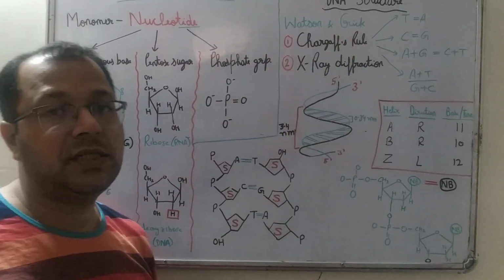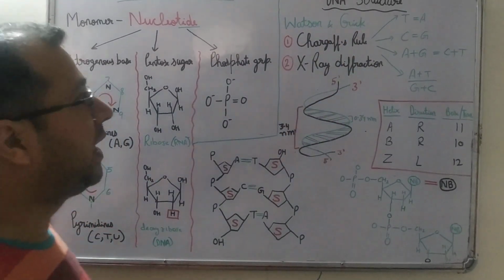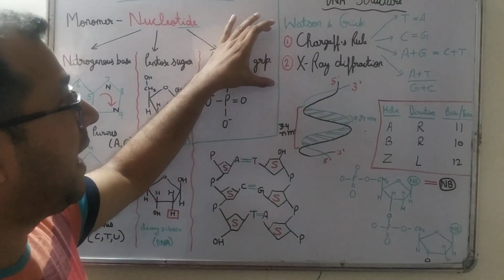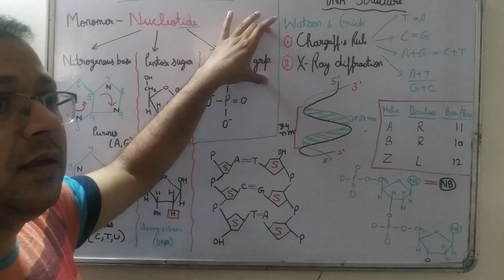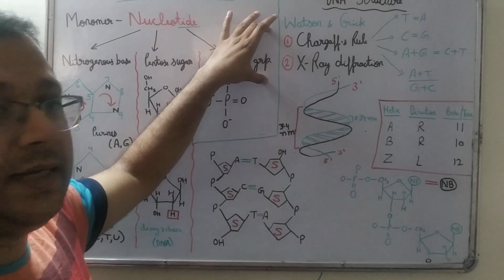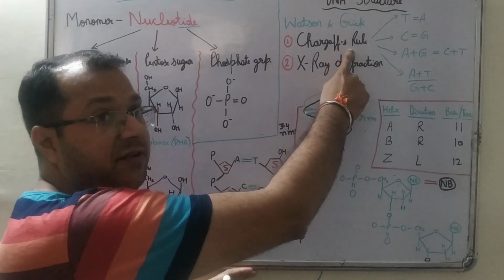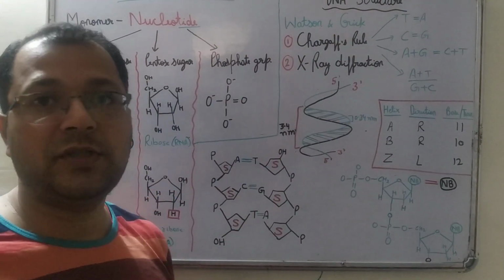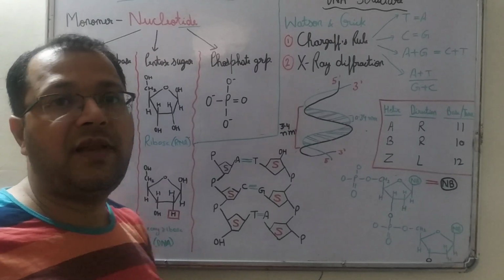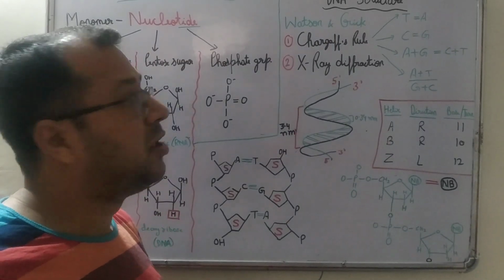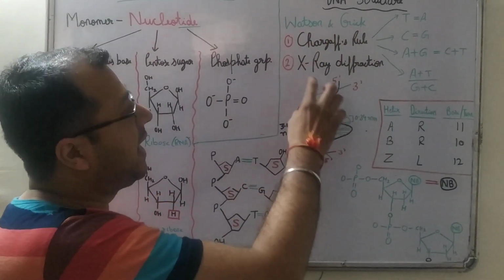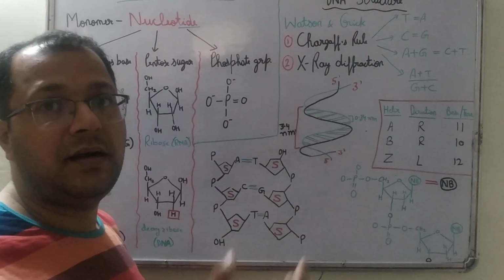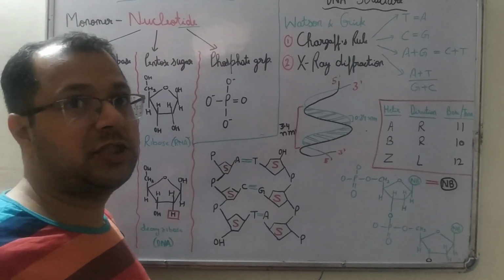The double helical structure of DNA was proposed by two scientists, Watson and Crick. However, they analyzed the results from the work of two previous scientists, that is Erwin Chargaff, who gave Chargaff's rule, and X-ray diffraction studies were performed by Rosalind Franklin and Maurice Wilkins. So Watson and Crick analyzed the results from these two experiments and they proposed the double helical structure of DNA.